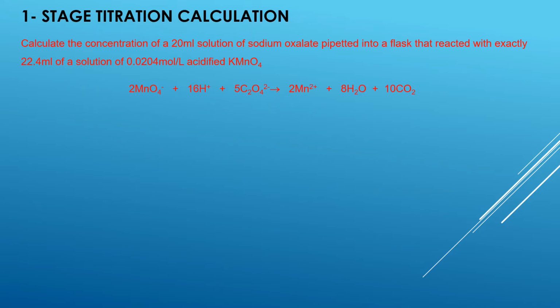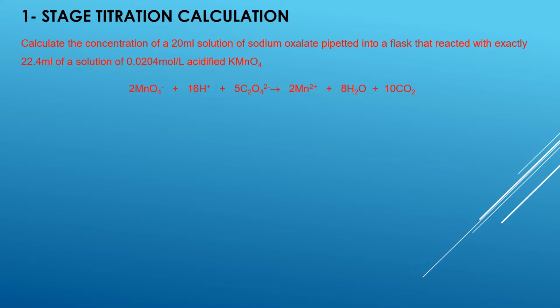So let's look at one example that will involve a one-stage titration. Question number 1: how will we determine whether this calculation is involving a one-stage or a two-stage? When you read this question, this is a trick. When you read the question, you have to find how many reactants there are.